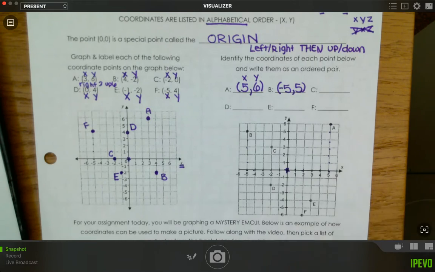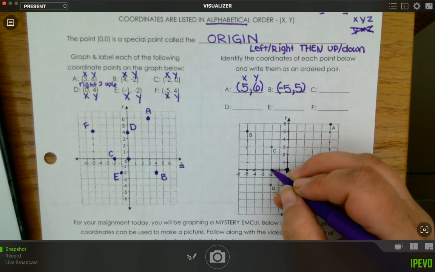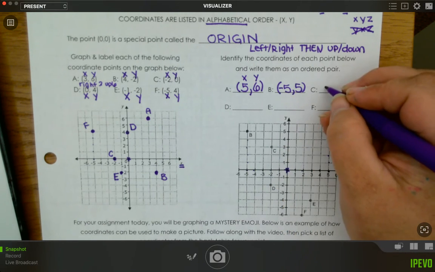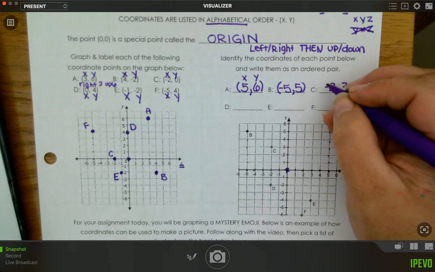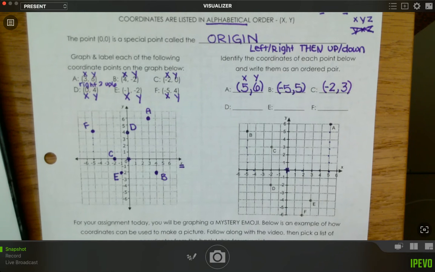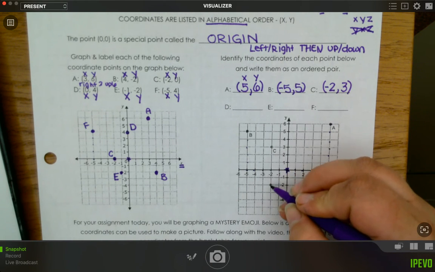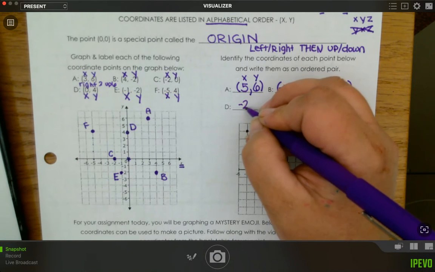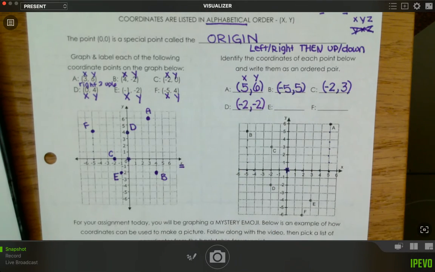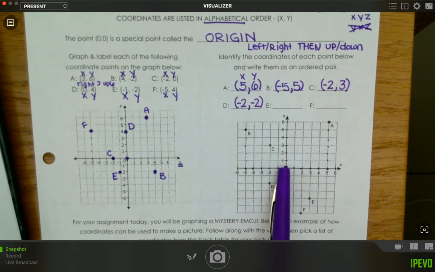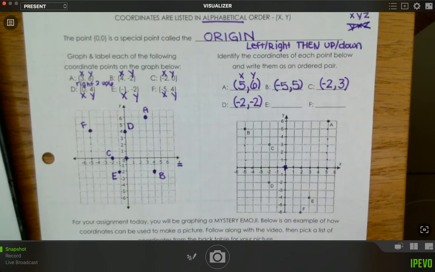So let's try C. How do we get from here to C? Left 2, up 3. Left 2 is negative 2. Up 3 is positive 3. How do we get to D? Left 2, down 2. Left and down are both negative directions. Right and up are our 2 positive directions, because that's where our positive numbers are.